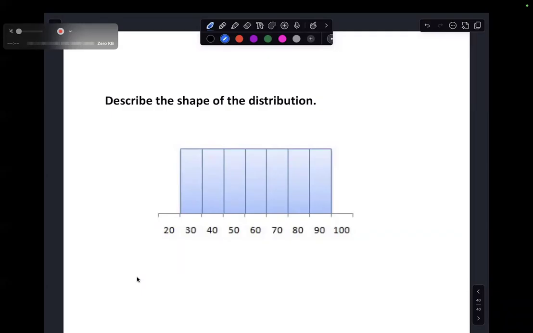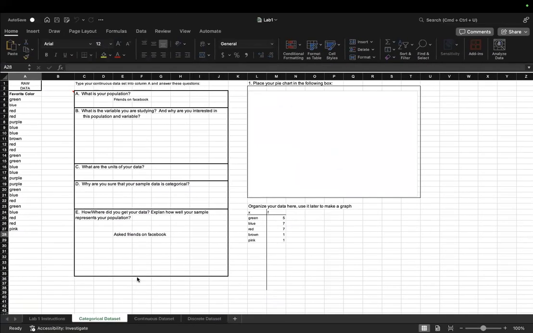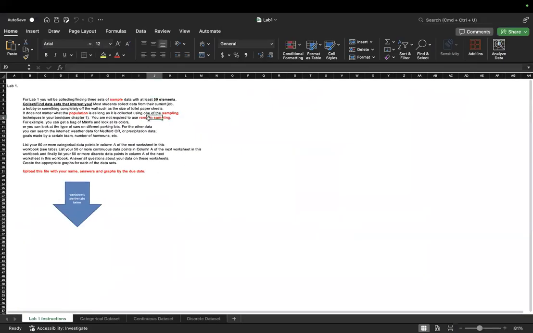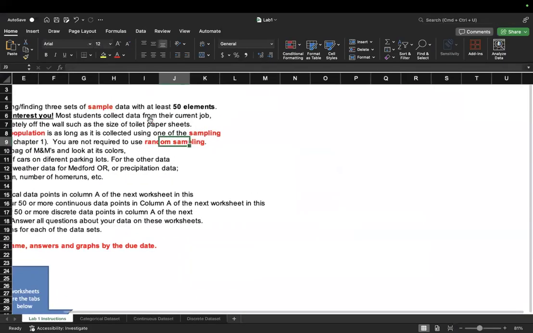So once again, remember, you only need 20 data values of each one. The lab itself says 50 on it. Let me get there. The lab itself says 50. You do not need 50. So right up there, it says 50.